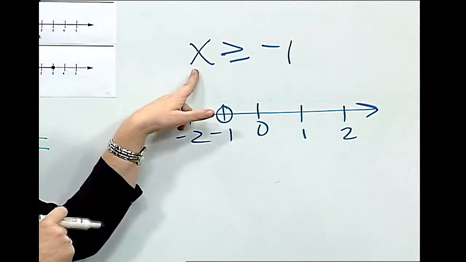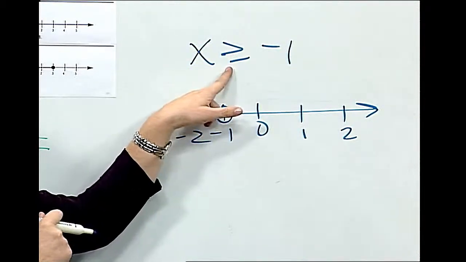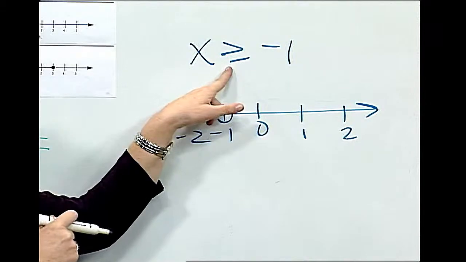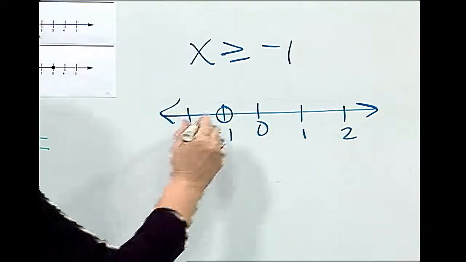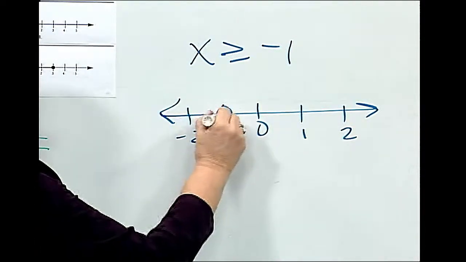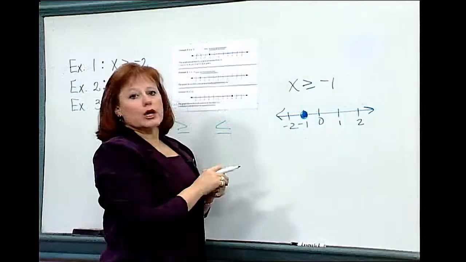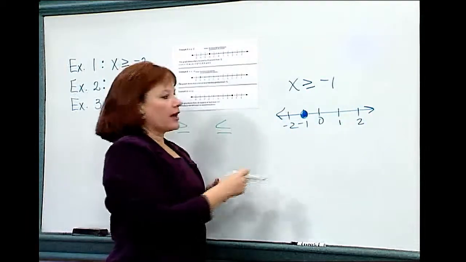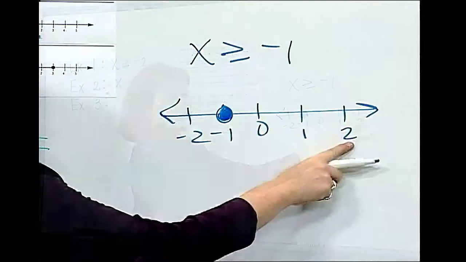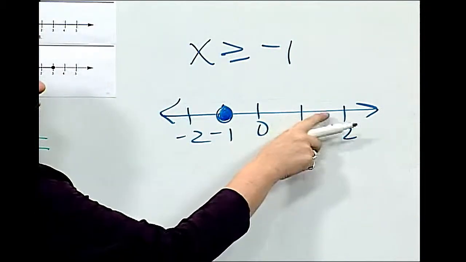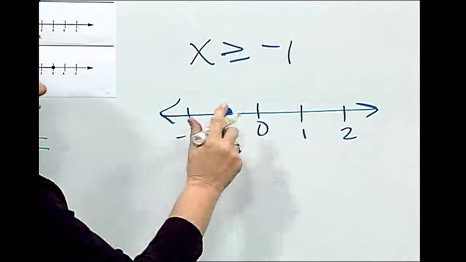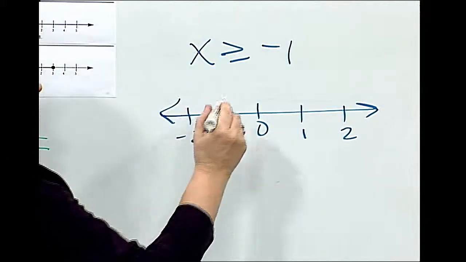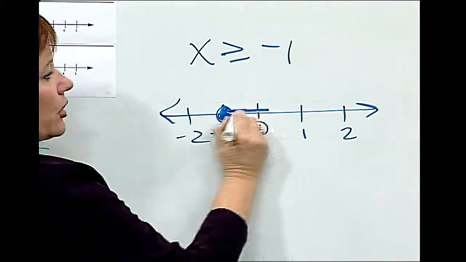I'll look back and I notice that x is greater than or equal to -1. It means I want to include -1 in my solution set, so I'll darken in the circle. Now I want all the numbers that are bigger than -1, so I know I want all the numbers to the right of -1. I want to include 0, 1, 2. I also want to include 1/2, 1 1/2, -1/2. So rather than trying to list all those numbers, I'm just going to simply shade my line darker to the right.